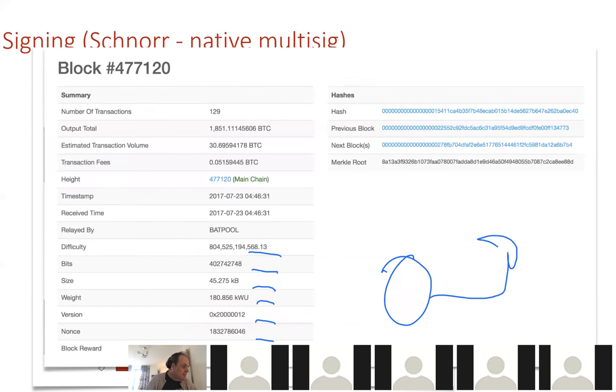Okay, and it's happened here. I think this was one of the first blocks which integrated the new signing method. If you look here, there's the Merkle root that we talked about from there.